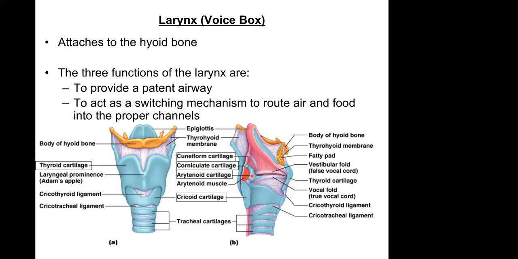So the arytenoid cartilage is at the bottom. On top of that is the corniculate cartilage, that tiny cartilage on the top. And the cuneiform cartilage is embedded in the ligament that we have. They are embedded right there. That's called cuneiform cartilage. So the three cartilages which are paired are cuneiform, corniculate, arytenoid. The three unpaired are thyroid, cricoid, and epiglottis. Together, these nine cartilages make our structure called the larynx.